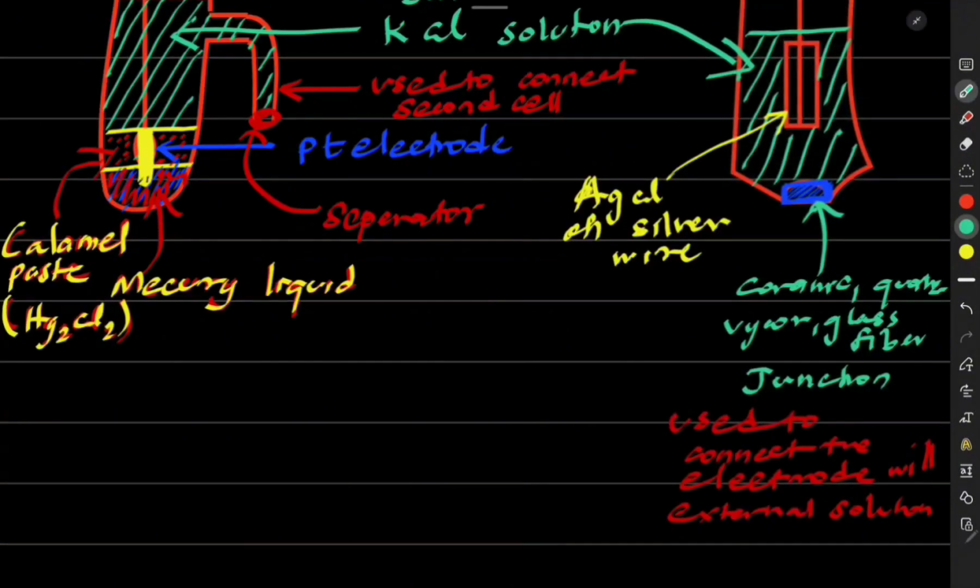The reaction in the silver chloride electrode is AgCl solid plus electron. They form Ag solid plus Cl minus aqueous.